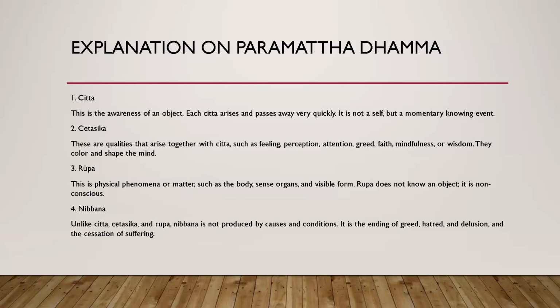So citta is the awareness of an object. Each citta arises and passes away very quickly. It is not a self but a momentary knowing event. Cetasika, these are the qualities that arise together with citta, such as feeling, perception, attention, and other mental factors like greed, faith, mindfulness, or wisdom. They color and shape the mind.